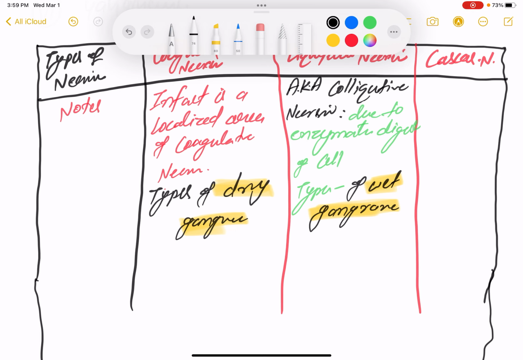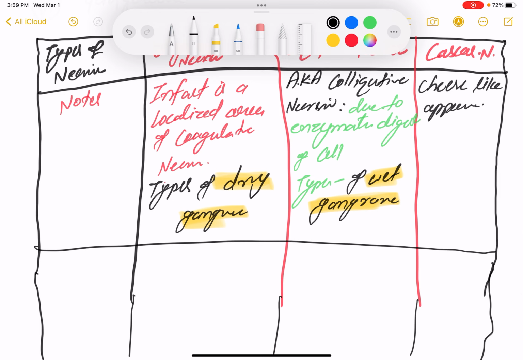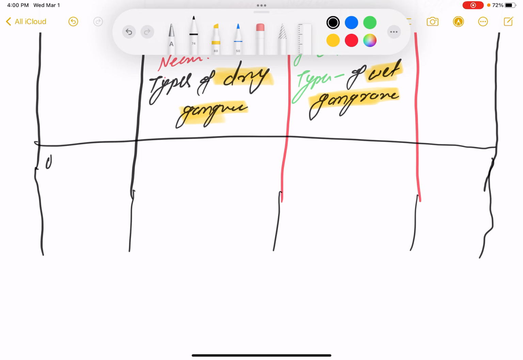Then we come to caseous necrosis. Caseous necrosis basically has a cheese-like appearance. Then we come to occurrence. Coagulative necrosis occurs in all solid organs.